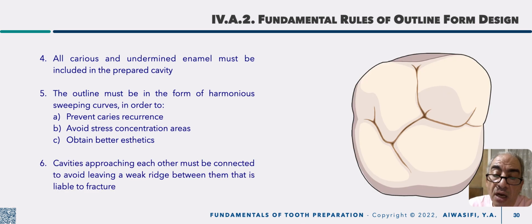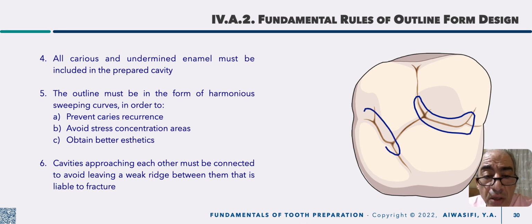And number 6, cavities approaching each other must be connected to avoid leaving a weak ridge that may fracture. Let us imagine this is a simple class 1 in an upper first molar, leaving the oblique ridge intact as it is.